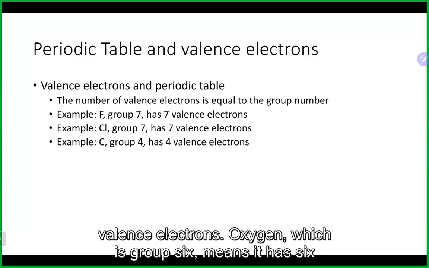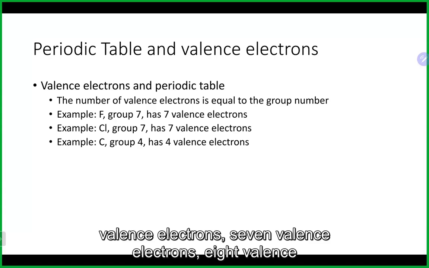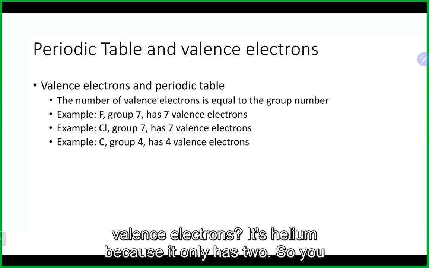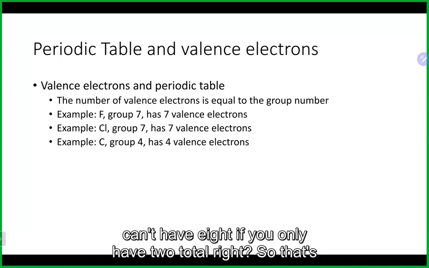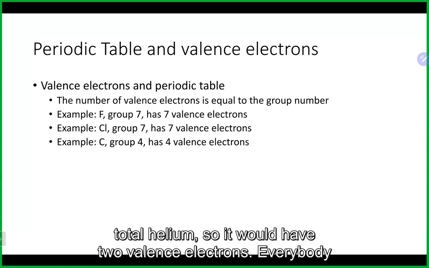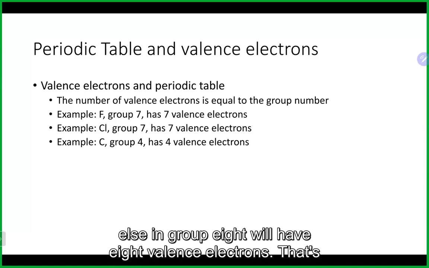Oxygen, which is group 6, means it has 6 valence electrons, 7 valence electrons, 8 valence electrons, except for who in group 8? It doesn't have 8 valence electrons. It's helium because it only has 2, so you can't have 8 if you only have 2 total, right? So that's an exception there, since helium has only 2 electrons total, it would have 2 valence electrons. Everybody else in group 8 will have 8 valence electrons.